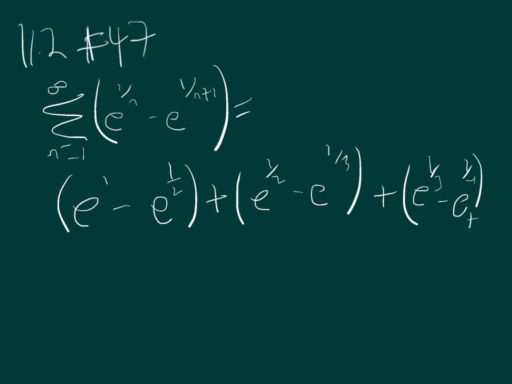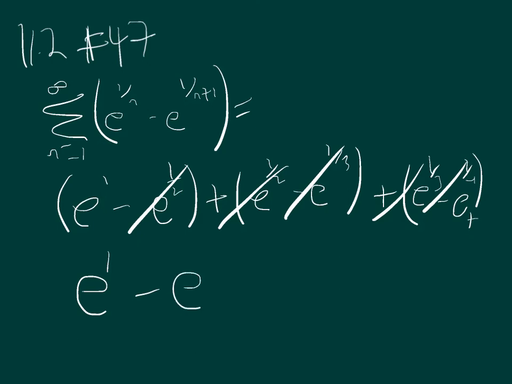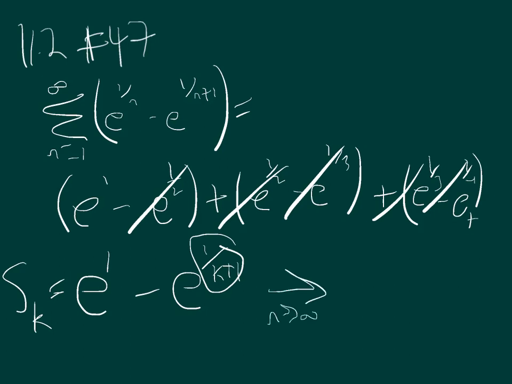And plus, let's say if we did the first k terms of this, well, all these would cancel out, except I'd have the e to the 1 from the beginning, and I'd have minus e to the 1 over k plus 1. So this is the sum of the first k terms, so we could call it s sub k. And as k goes to infinity, well, this exponent here is going to go to 0, which means e to the 0 is going to be 1. So as k goes to infinity, the sum of this is going to become e minus 1. So it is a convergent series, and it converges to e minus 1.